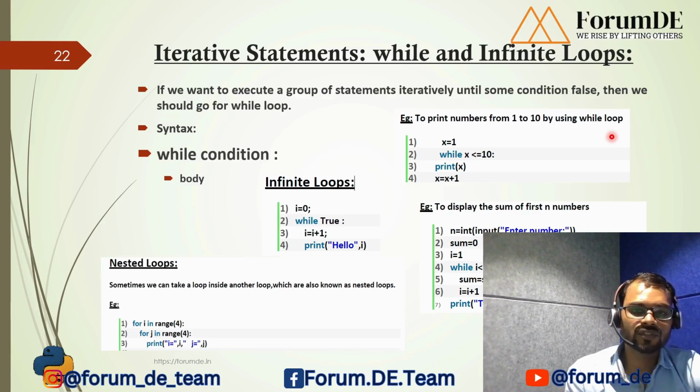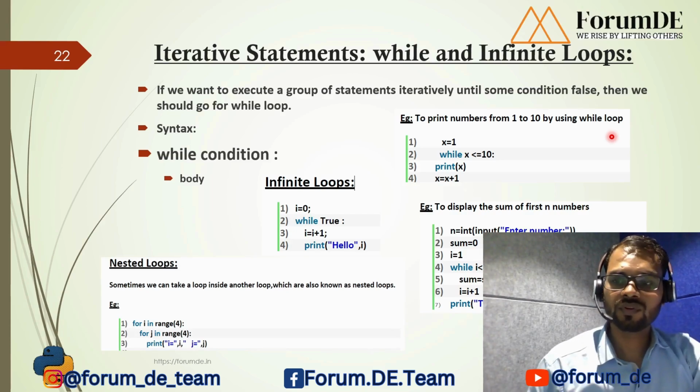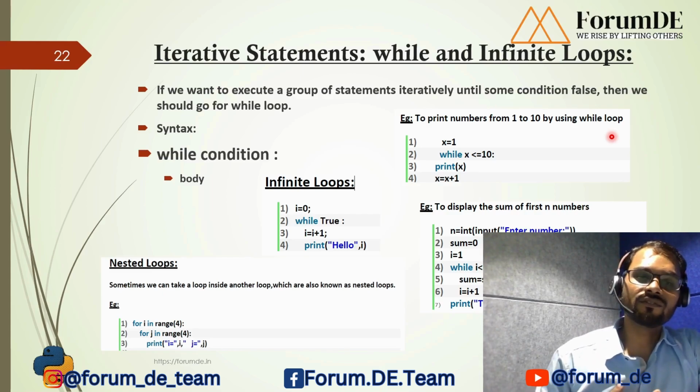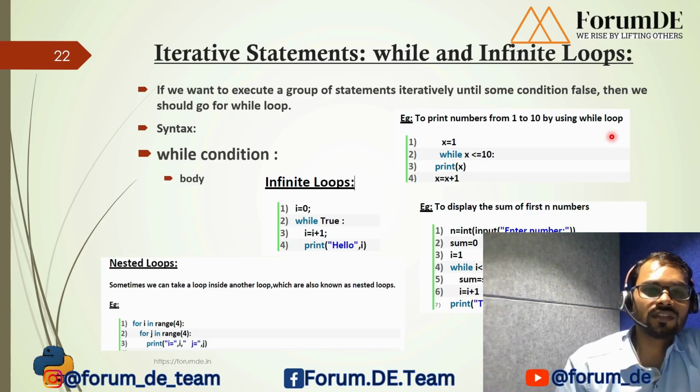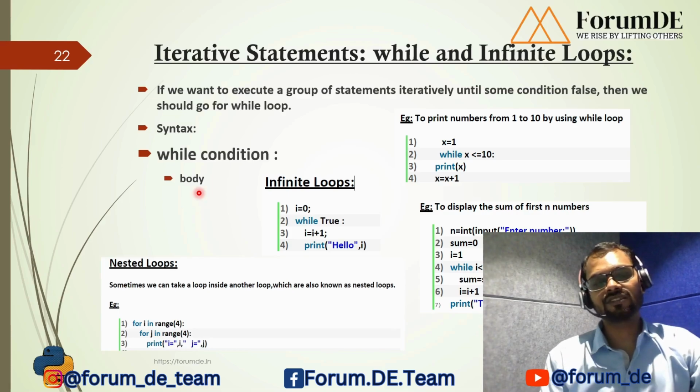If you want to execute a group of statements until some condition is true, in that case we can go with the while loop. In the while loop, we write the syntax like while, then whatever condition you want to match, and then the body, whatever piece of code is written here. So this is nothing but the syntax of the while loop.